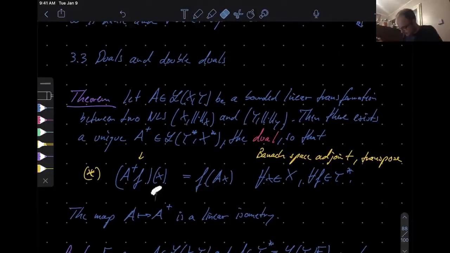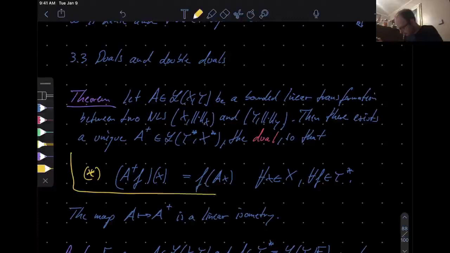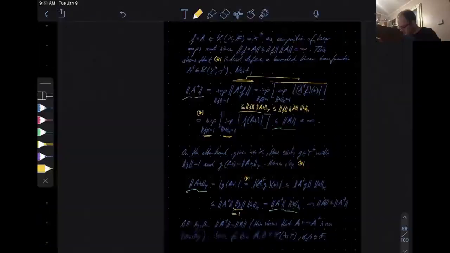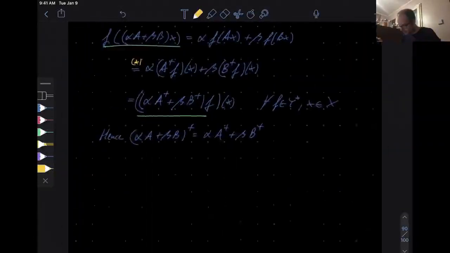Maybe I will erase this yellow stuff and this yellow stuff. This is the defining property of the dual. Okay, we have proven a few things. We have proven that it is well defined by this yellow box, that it is an isometry, and we're almost done with the linearity because we did this little computation up here.